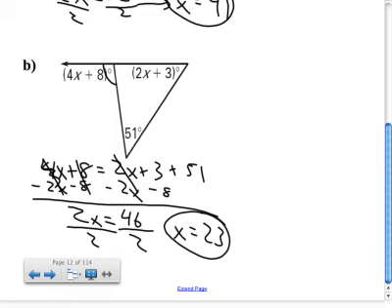If it said find an angle measure, then you have to take this x and plug it back in to your problem, obviously.